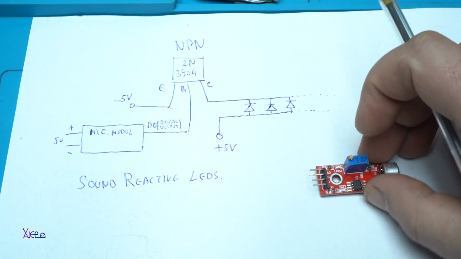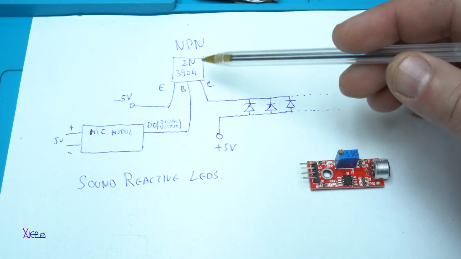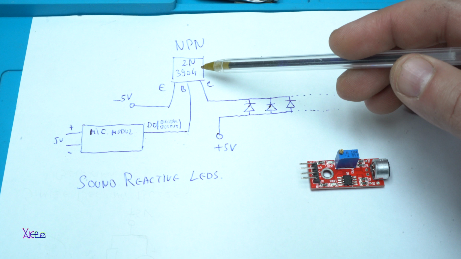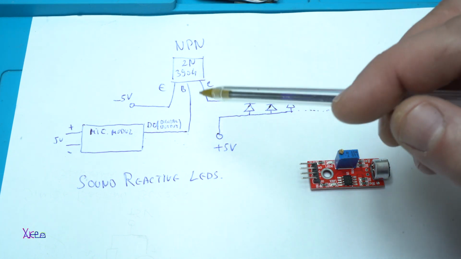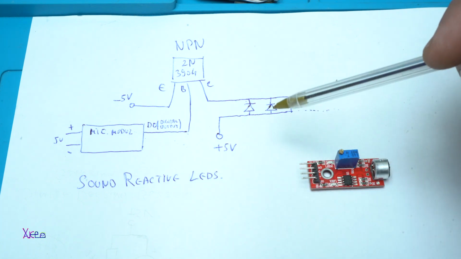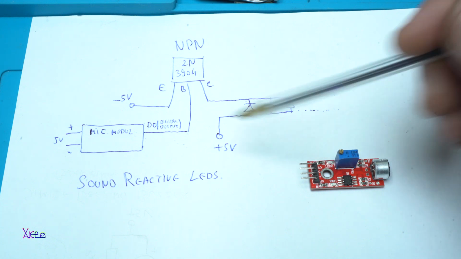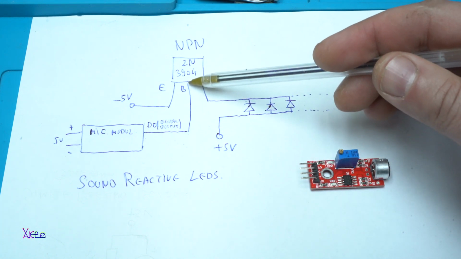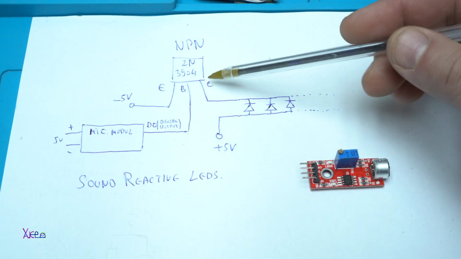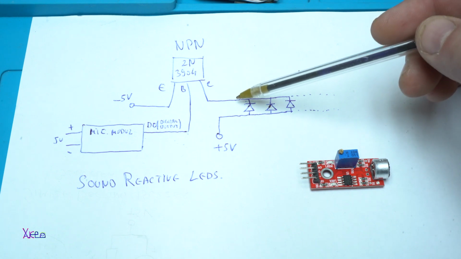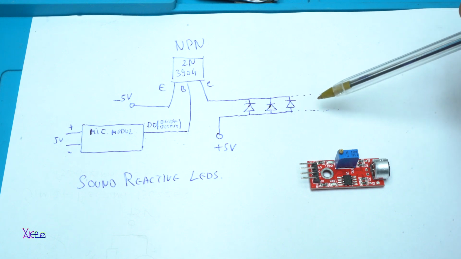The second example of using this module is with adding an NPN transistor, so we can drive LEDs. And this is a sound reactive LED circuit using this module. Output from the module, the digital output, goes to the base of the transistor. On the emitter, we connect negative 5 volts. On the collector, we have the output or sound reactive signal that will drive the LEDs.